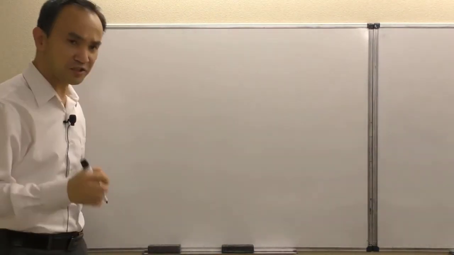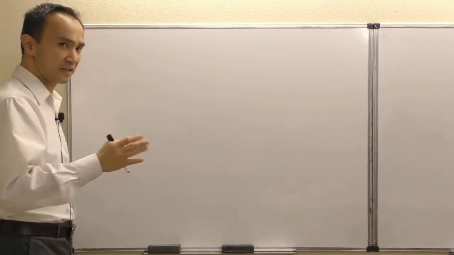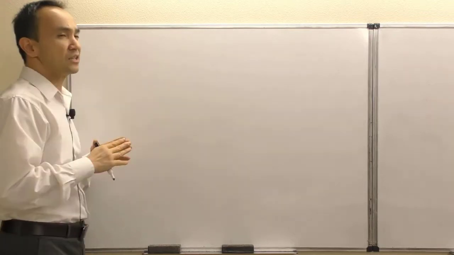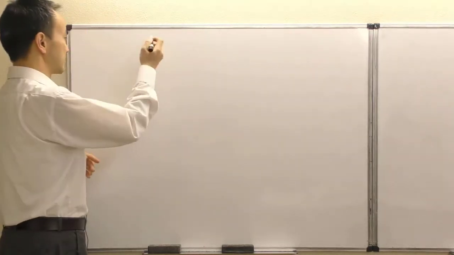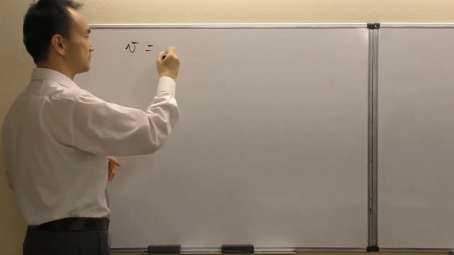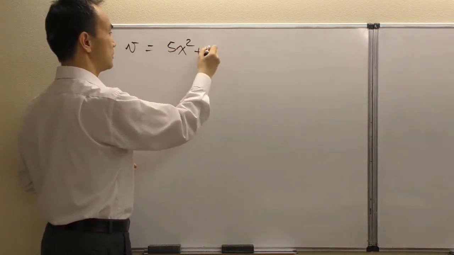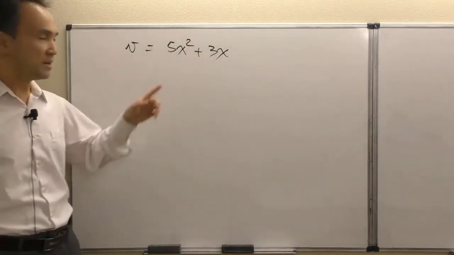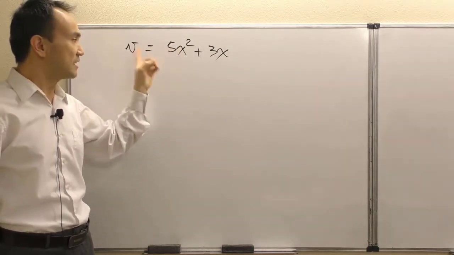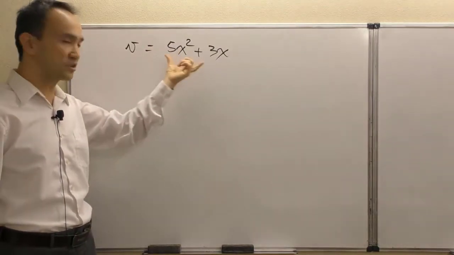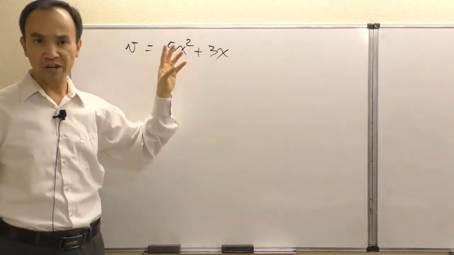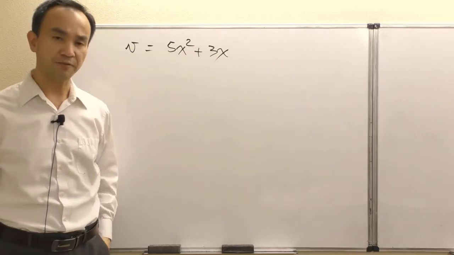Just a quick brief recap. For anyone arriving at this lesson, you should be well familiar with something like this. Let's say v equals 5x squared plus 3x. This is a variable, and this is another variable, x. So here we have an equation in which one variable equals an expression in terms of the other variable. Throughout the whole equation, we have only two variables involved.